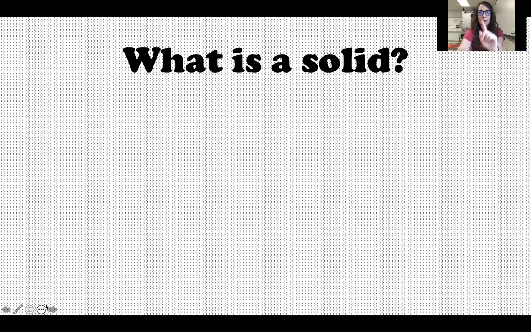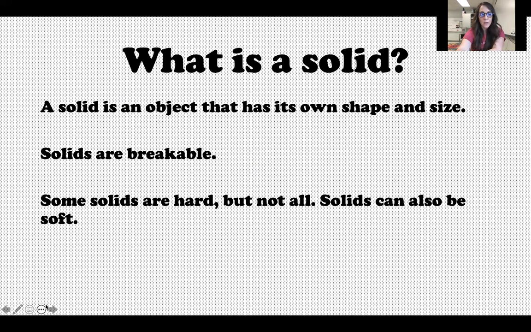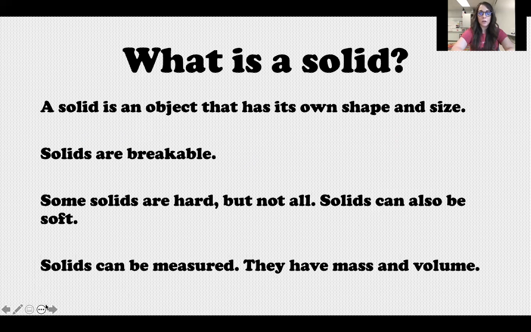So let's start with the solid. Make sure we all understand what a solid is. A solid is an object that has its own shape and size. Solids are breakable, which means they can be broken. Some solids are hard, but not all. Solids can also be soft. And solids can be measured. They have mass and volume.